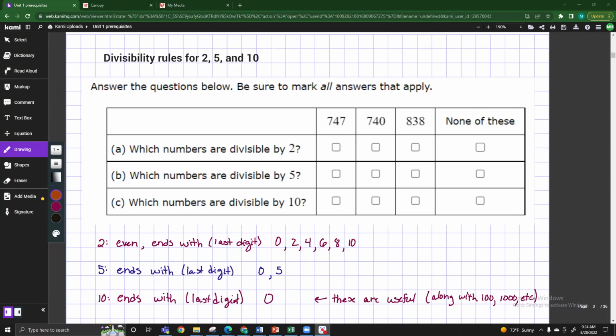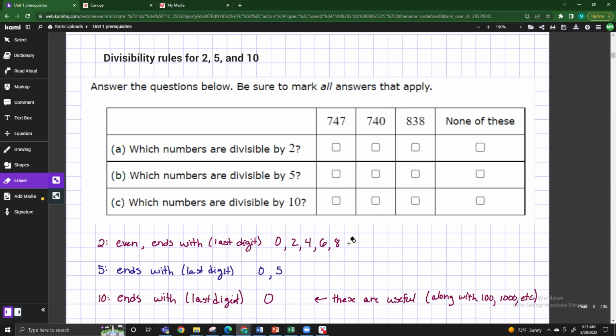even numbers, and even numbers will end with 0, 2, 4, 6, or 8. 10 shouldn't be there because that's a 0. And then if it's divisible by 5, it ends with a 0 or a 5. And then 10s, if it's divisible by 10, it will end in a 0.